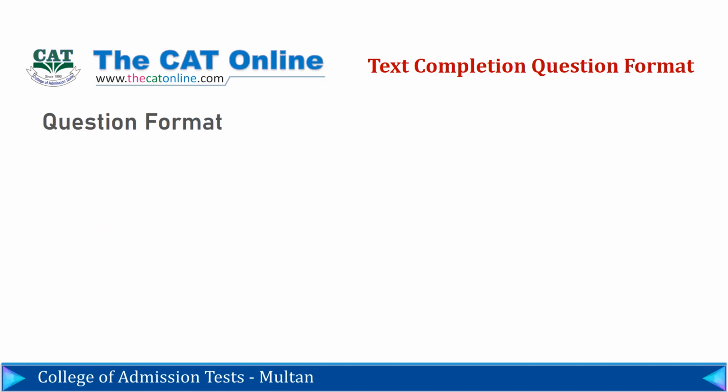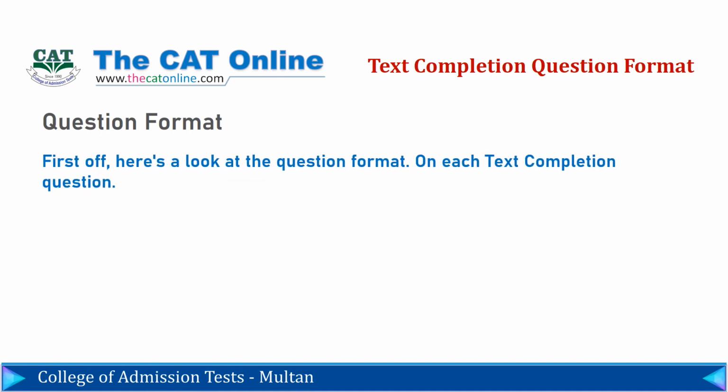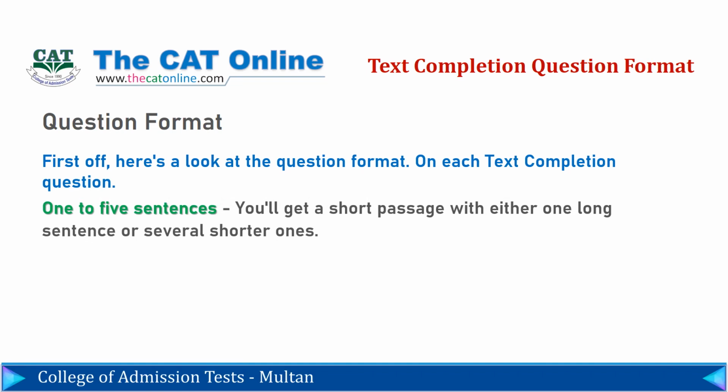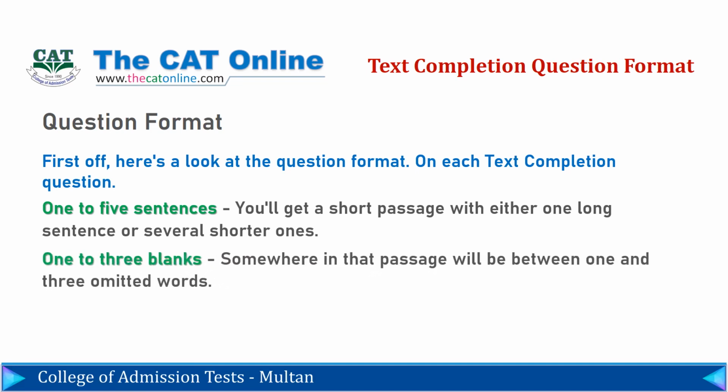Question format. First off, here's a look at the question format. On each text completion question, you'll get 1 to 5 sentences. You'll get a short passage with either one long sentence or several shorter ones. 1 to 3 blanks. Somewhere in that passage will be between 1 and 3 omitted words. If you have only one blank, you'll have 5 answer choices. Otherwise, you'll get 3 answer choices per blank.